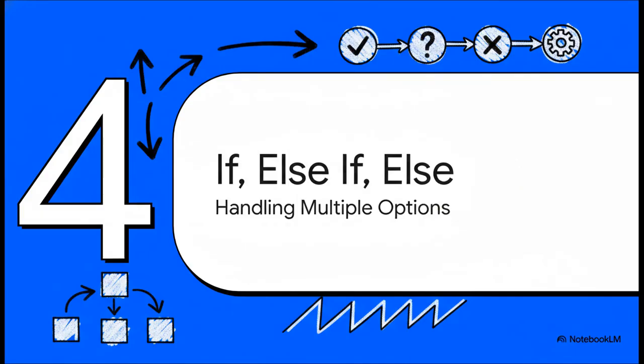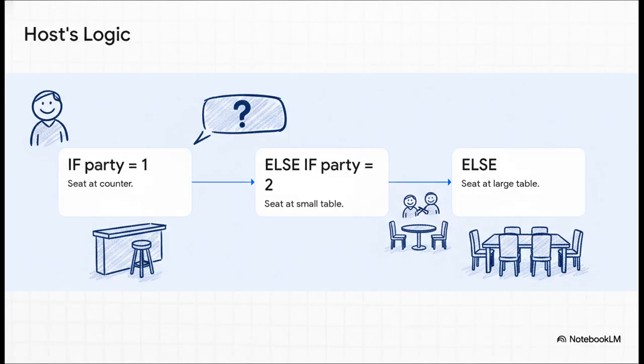All right, so we've got one choice down, and we've got a this or that choice. But what about real life, where there are often 3, 4, or way more options? Well, that's when we start chaining these decisions together. Let's go back to our amazing restaurant host. Their thought process is a perfect real-world example of this whole structure. First, they check if the party is one person. If it's not, they check else if the party is two people. If neither of those is true, they just default to the final else option, seat them at a large table.